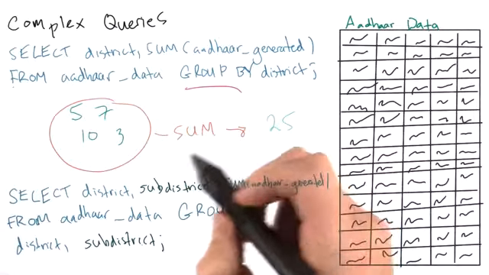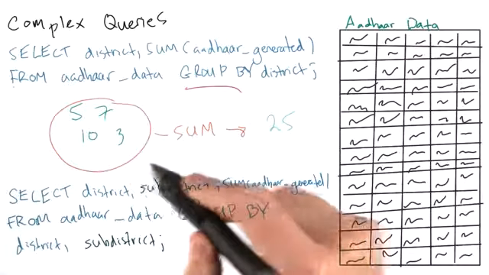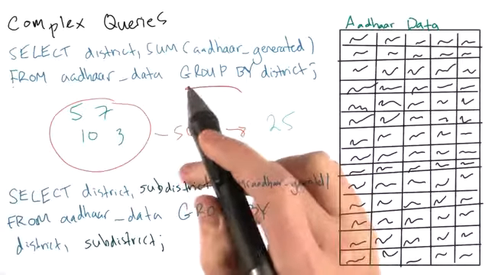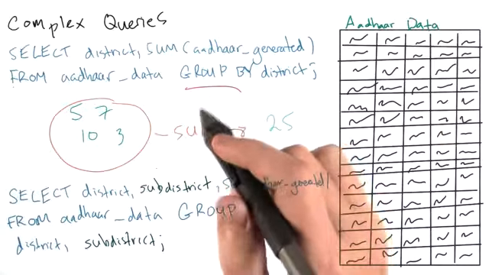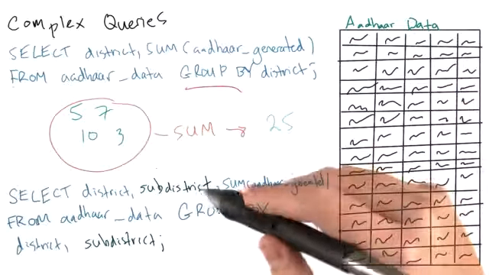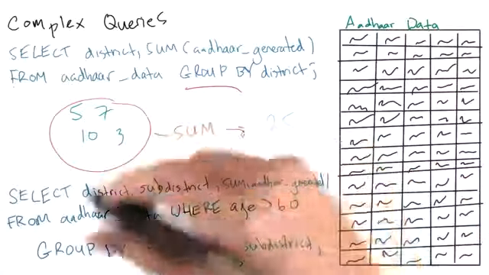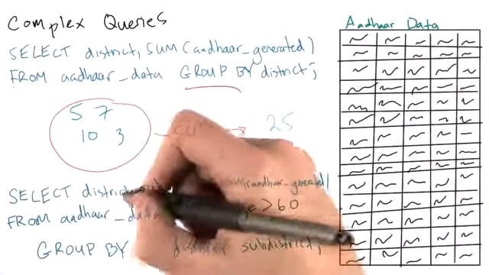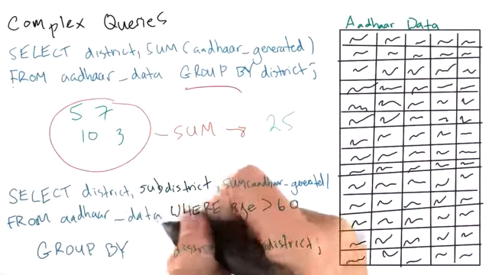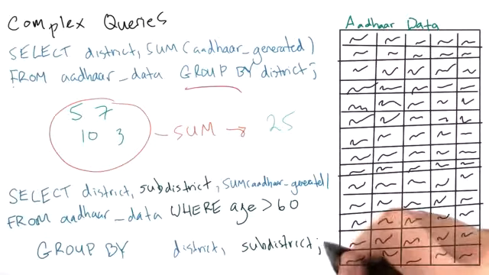Note that whatever columns we select that we don't aggregate, we need to group by, in this case district and subdistrict. We could also put a where clause here. So in order to sum up Aadhaar generated for people over 60 in each district, I can just add a where clause in after the table name, as we discussed earlier. If we were to run this query, giving us select district, subdistrict, sum Aadhaar generated from Aadhaar data, where age greater than 60, group by district, subdistrict.